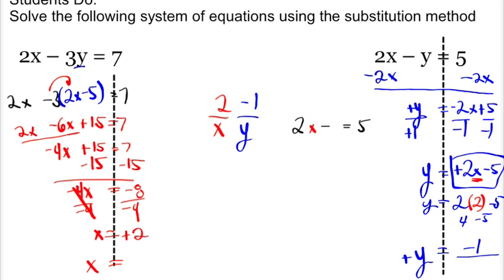2x minus y equals 5. 2 times the x value, which is 2, minus our y value, which is negative 1, should equal 5. Okay, so let's double check. 2 times 2 is 4. Negative times a negative is a positive 1. 4 plus 1 equals 5. It's true.